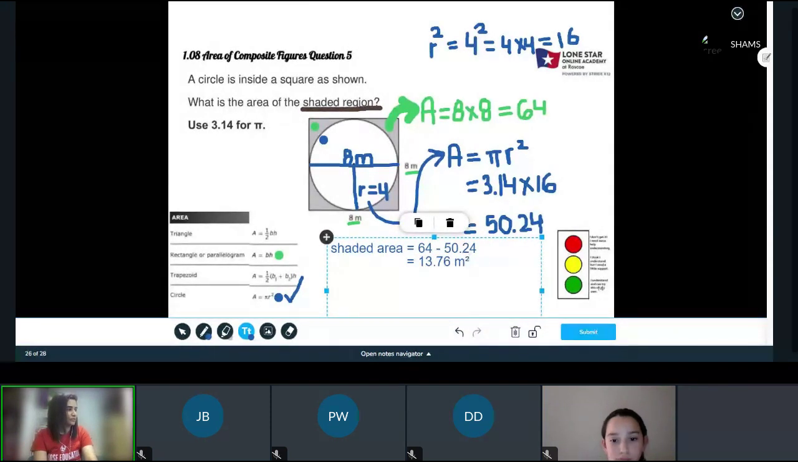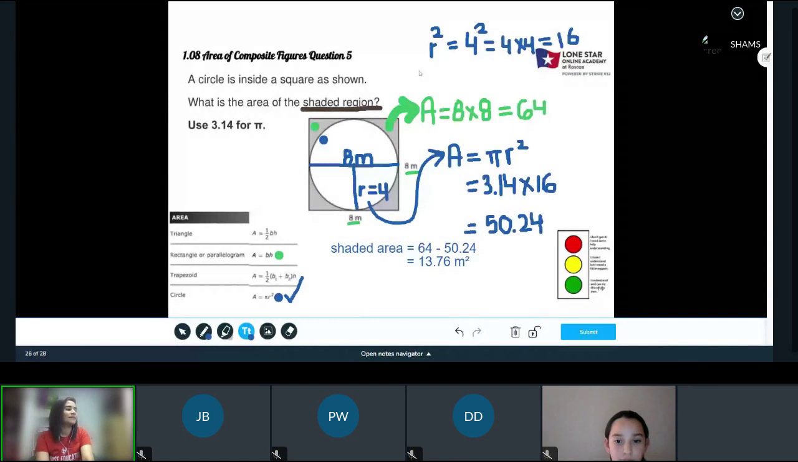And this is how I will write down my answer. The shaded region will not include area of the circle. And I will subtract. Are there any questions?